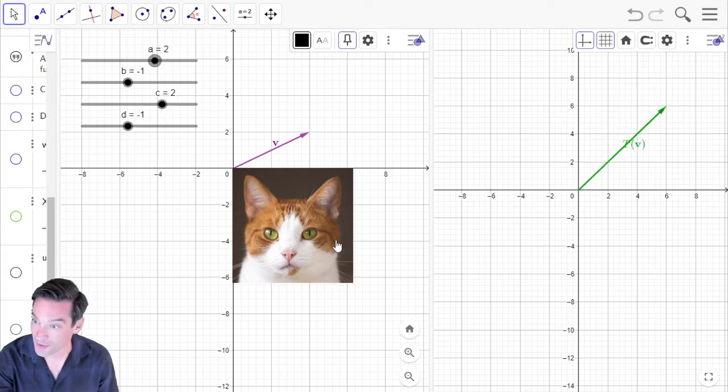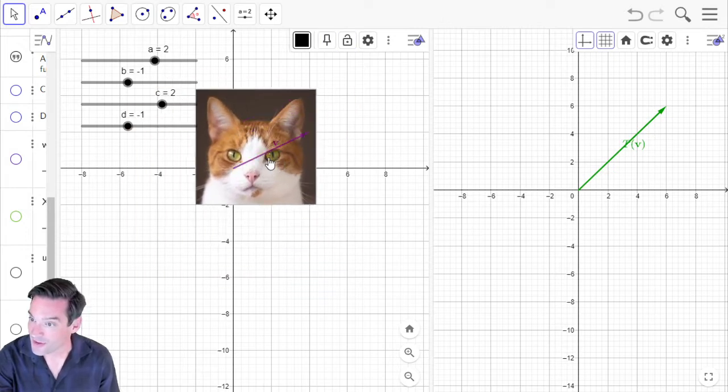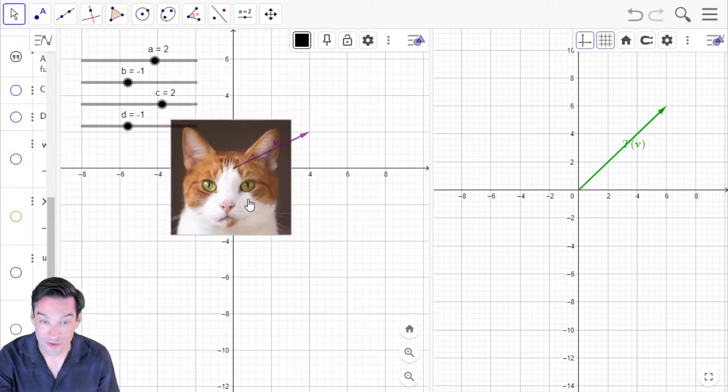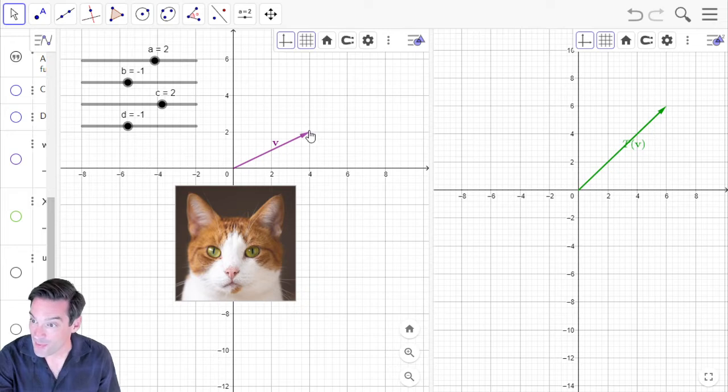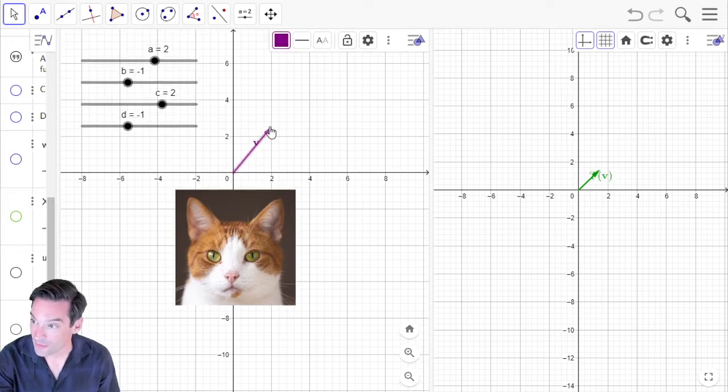Here's an interesting example. Here it doesn't look like my cat face is showing up over there in the codomain at all. And if I move my input vector around a little bit, what do you notice about the output vectors from this particular linear transformation?